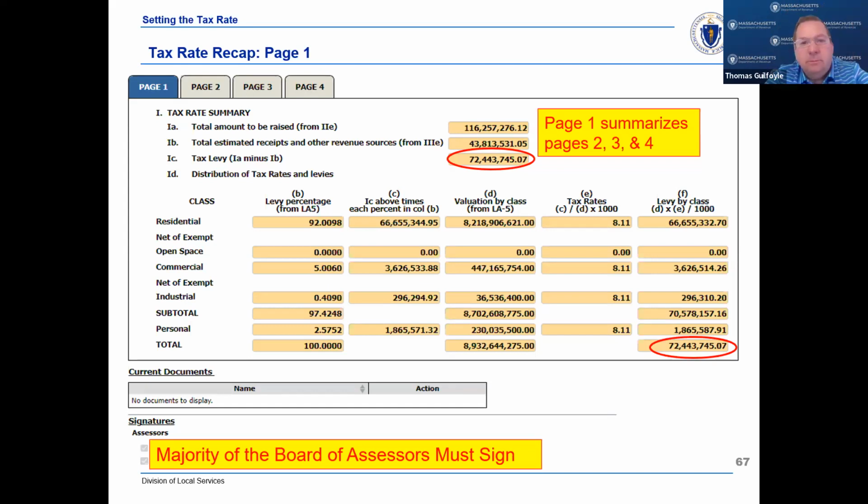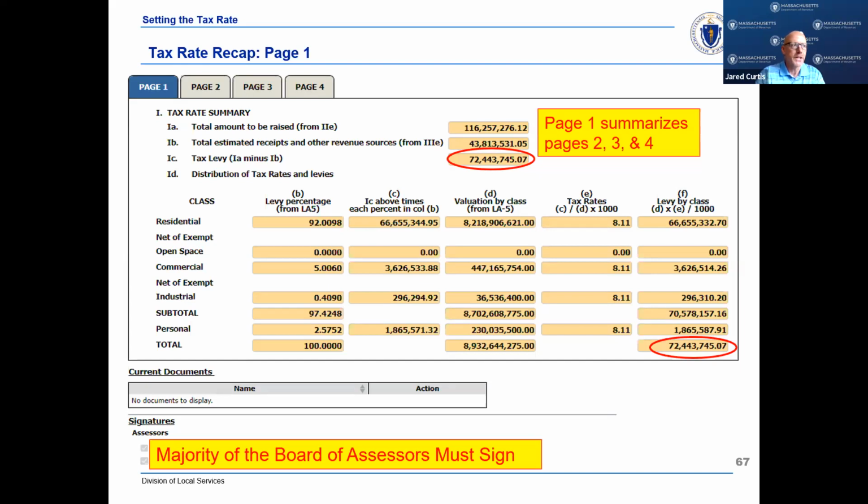Another question came in regarding the residential exemption, and we recommend that you contact your Bureau of Local Assessment field advisor on that. There is also a residential exemption calculator on our website that will break out where the break-even point is.